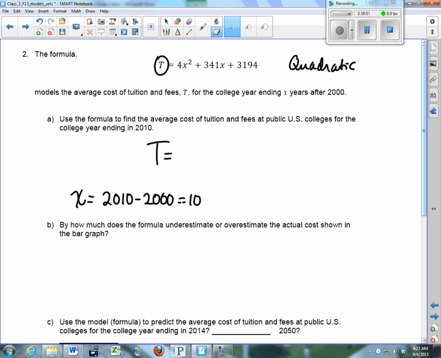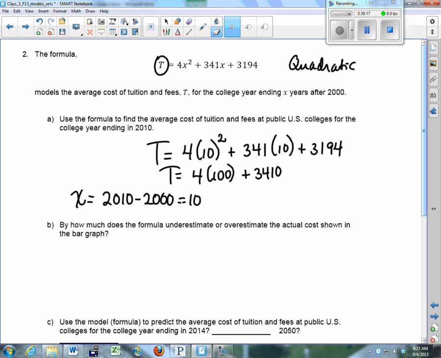That just makes our calculations a lot easier to do. So you go back up into your model, and where you see X, you replace it with 10, and you're going to square that, then multiply it by 4, and then you're going to say 341 times 10 plus 3194. So order of operations, that's 4 times 100 plus 3,410 plus 3,194. That's 400 plus 3410 plus 3194. And someone want to add that up for me on their calculator? Tell me what you get.